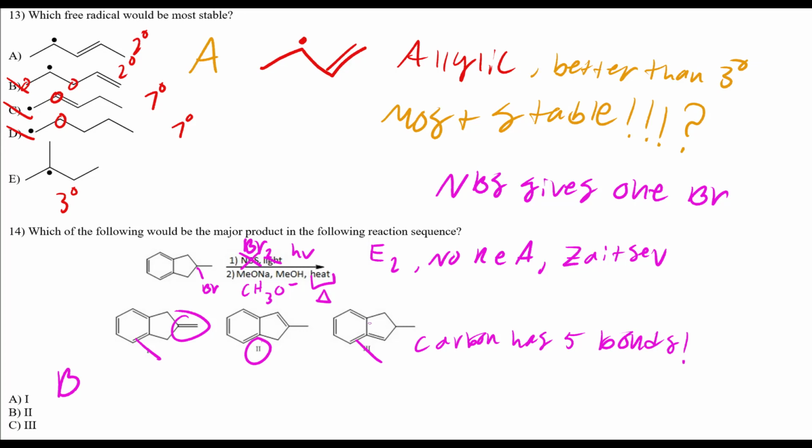So again, NBS just gives you 1 Br, okay? And we want the tertiary radical. We're doing an E2 reaction, that's Zaitsev, there's no rearrangement, and it should be 2.